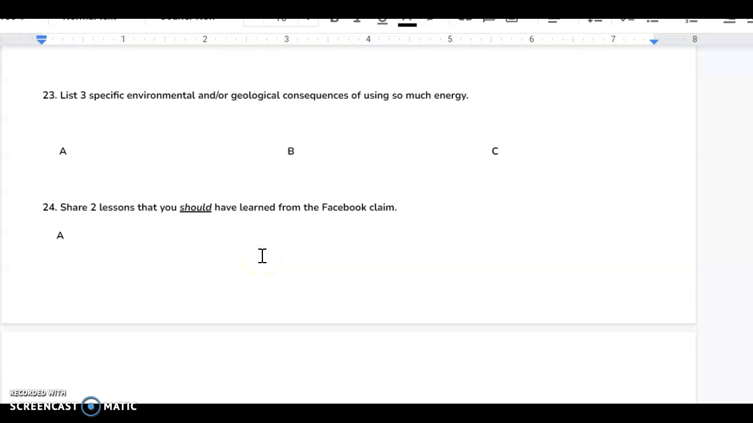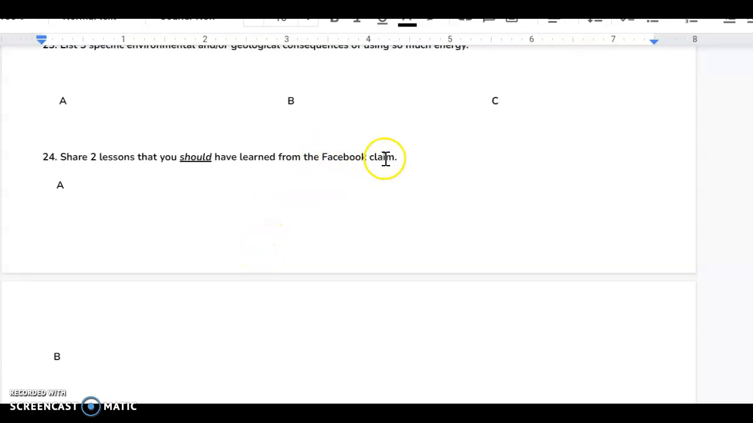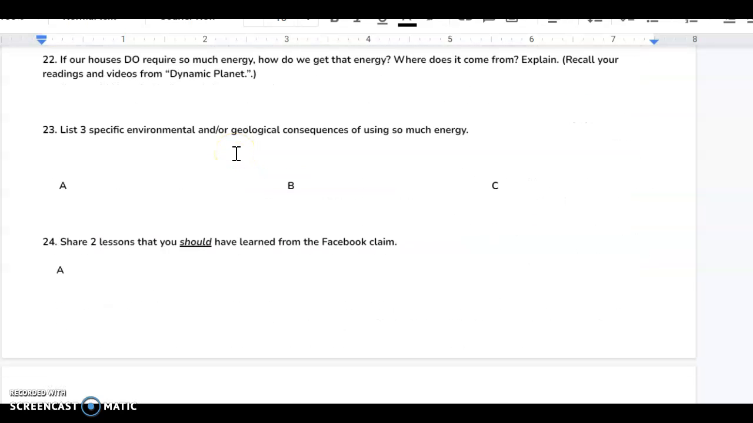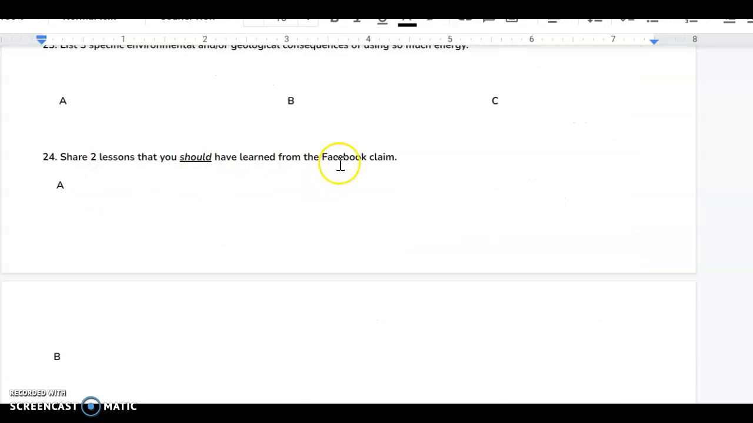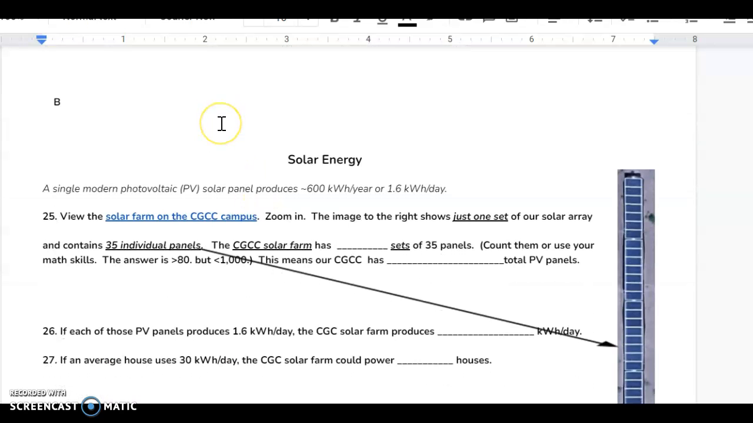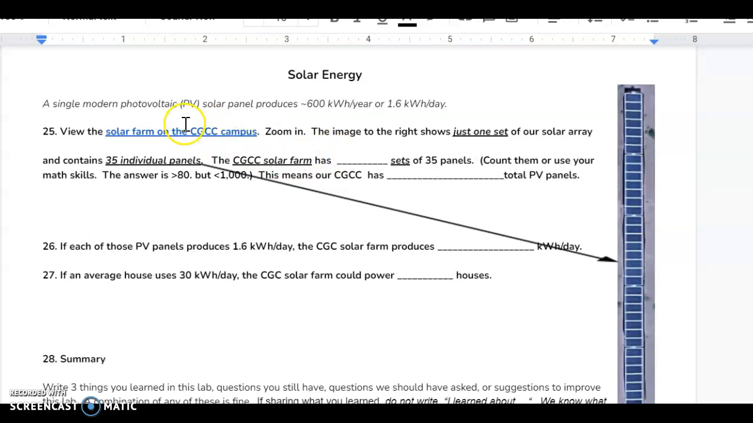Okay, and the rest is more just thinking about what you've learned, thinking about what you know, and putting it all together here. And the Facebook claim, make sure, I have a feeling maybe some people skip this, and it is interesting, and it really helps to have seen that, to know what they're talking about down here at 24 in the Facebook claim. Okay, and then down here, okay, so our very own CGCC campus solar panels.